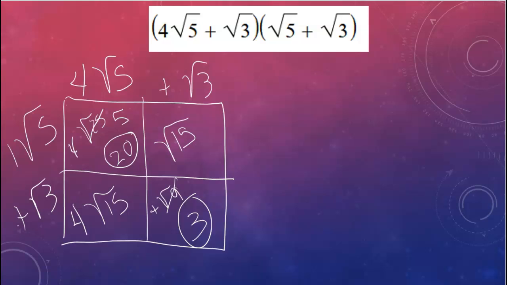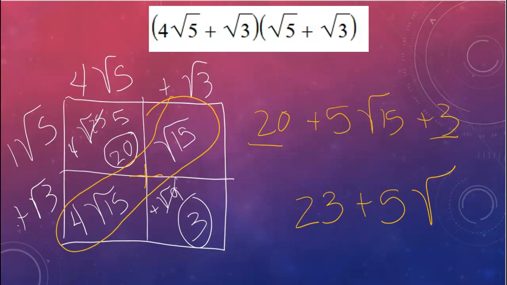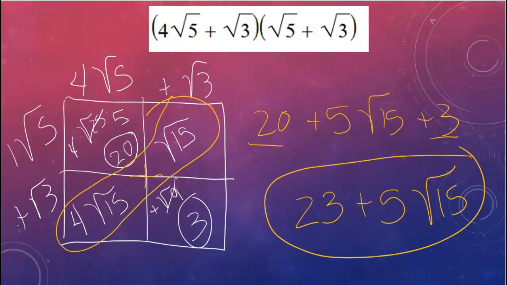Okay, so I'm going to take and let's change colors here really quick. There we go. Combine these like terms. 4 plus 1 is plus 5 square root of 15. Plus 3. Number, 23 plus 5 square root of 15. Ta-da! Easy beans.